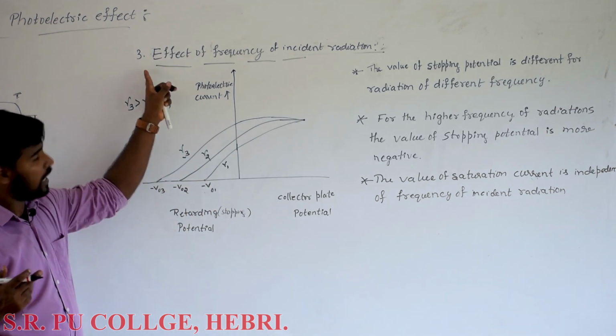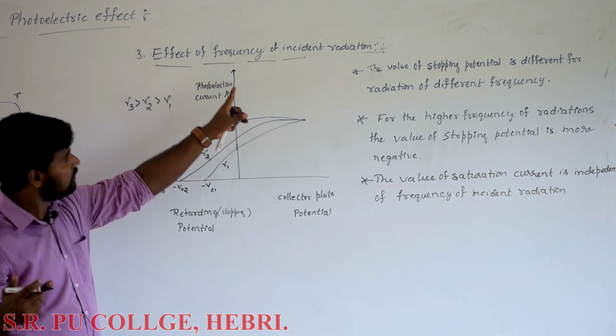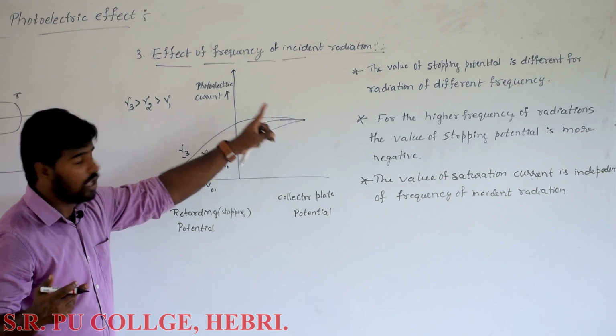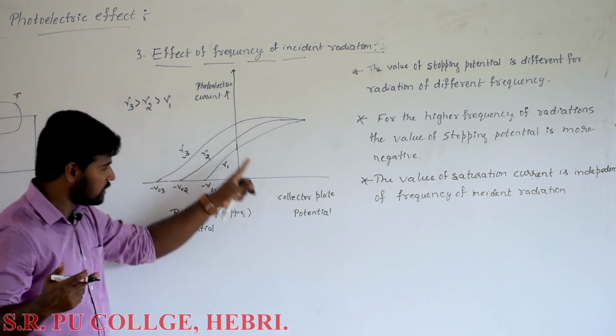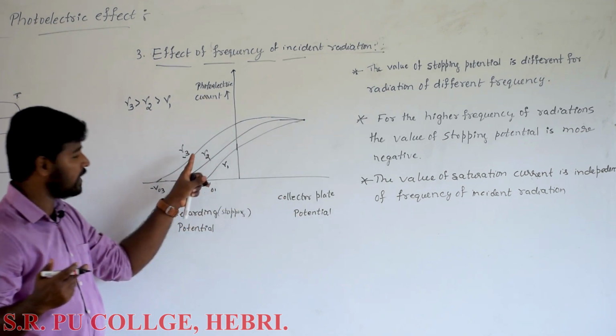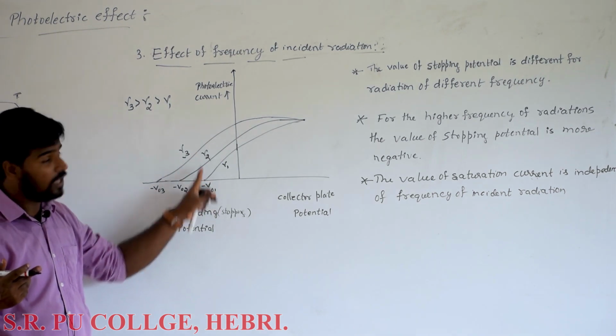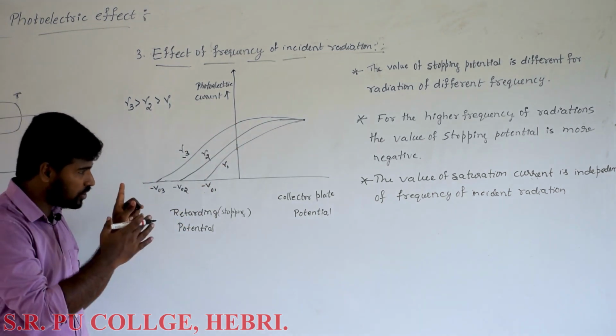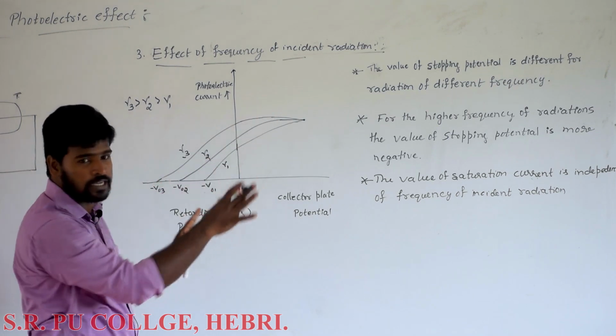Therefore, I repeat, for the frequency of incident radiation, if you plot the graph of photoelectric current versus the collector plate potential with different frequencies of incident radiation, that results in the following observations.